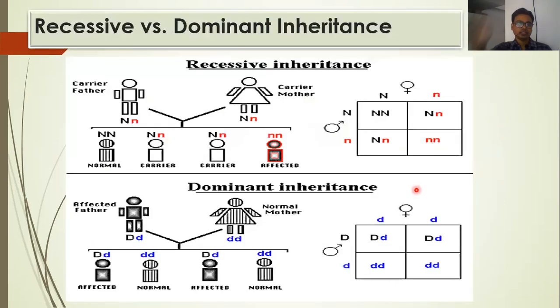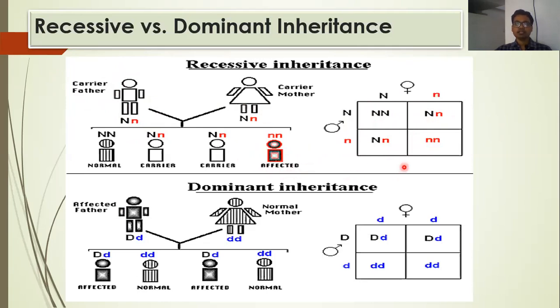Okay, let's think about recessive and dominant inheritance. If you look at this, capital N and small n, the small n is recessive and capital N is dominant. We see that the father and mother are both carriers because they have the recessive allele for the disease character, whereas the dominant allele is normal. So during inheritance, this one is normal, this one is normal but a carrier, this one is normal but a carrier, but this individual is affected.